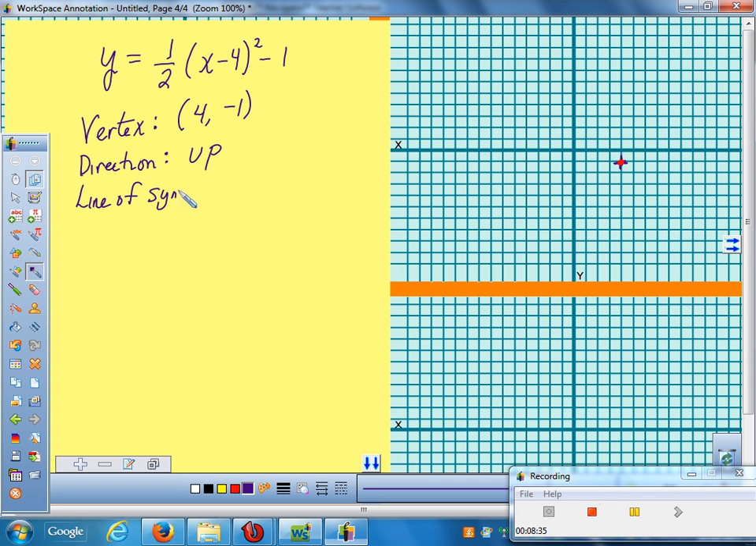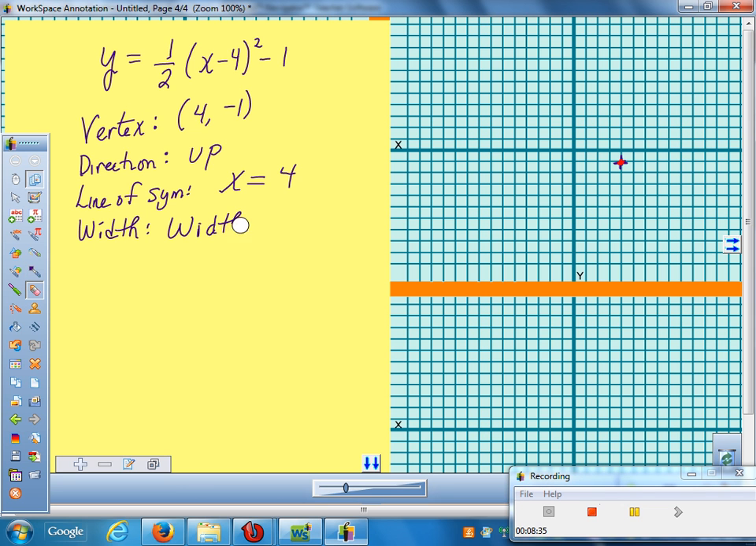The line of symmetry, how is it always written? X equals whatever x coordinate you're going through. What x coordinate are you going through? 4. And then lastly, how wide will it be? It's a half. It's a fraction. Fractions make it get wide. Numbers larger than 1 make it get narrow. Wide.